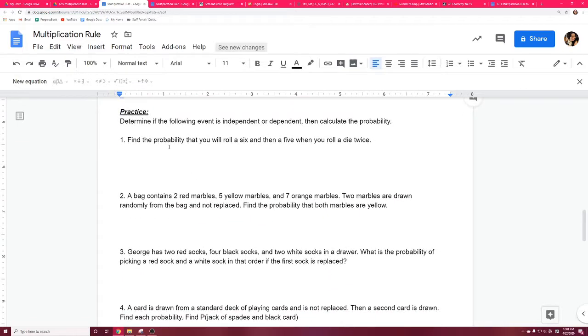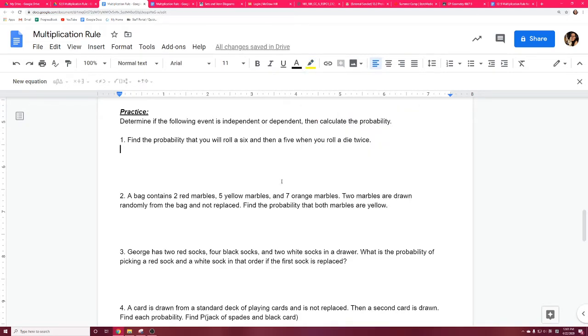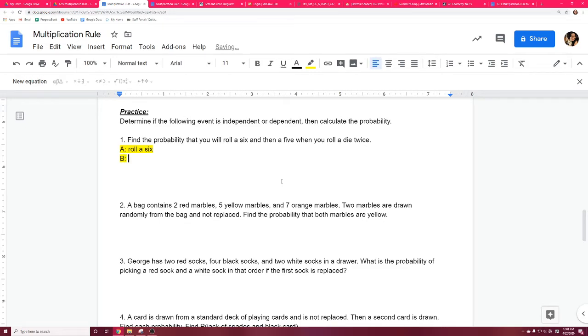Okay. I understand you might have a little confusion here and there, so I have 4 practice problems for you. We can work together, so let's do that. Practice problem 1: I want you to determine if the following events are independent or dependent, then calculate the probability. 1, find the probability that you roll a 6 and then roll a 5 when you roll a die twice. So event A is the first time you roll a 6, and event B will be rolling a 5.